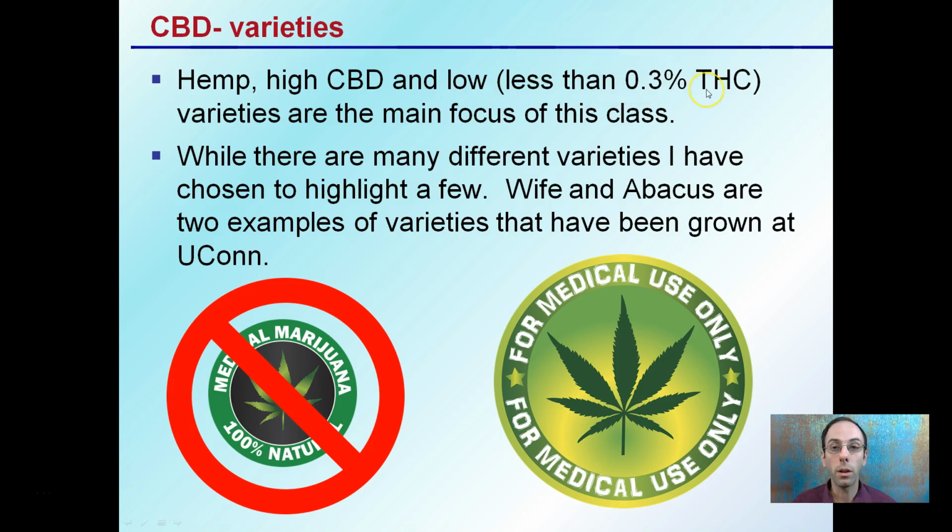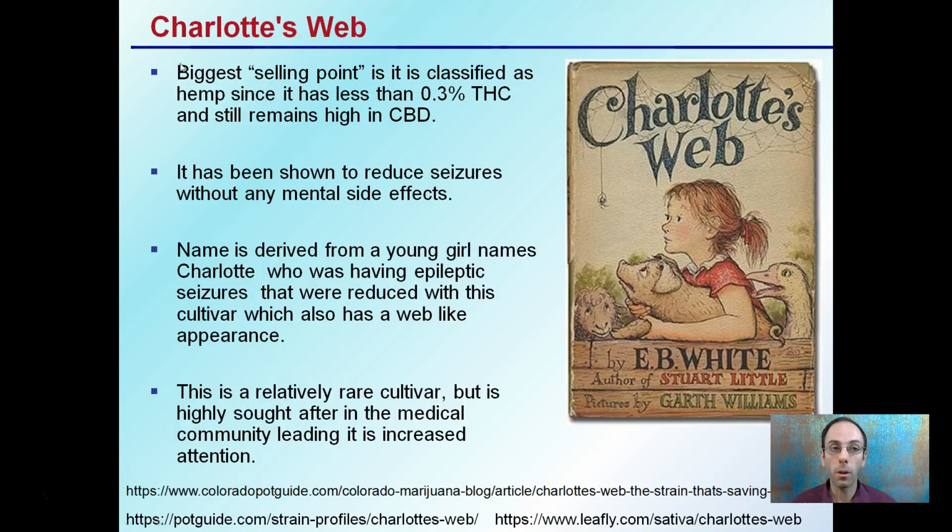Now, CBD varieties, hemp, are high CBD and low THC, where low THC is defined as less than 0.3% THC, and are the main focus of this class. While there are many different varieties, I've chosen to highlight just a few. Wife and Abacus are two examples of varieties being grown at UConn. You see medical marijuana with a slash through it, because it's a misleading statement: marijuana indicates a high THC strain. We're focusing here on CBD and hemp varieties.